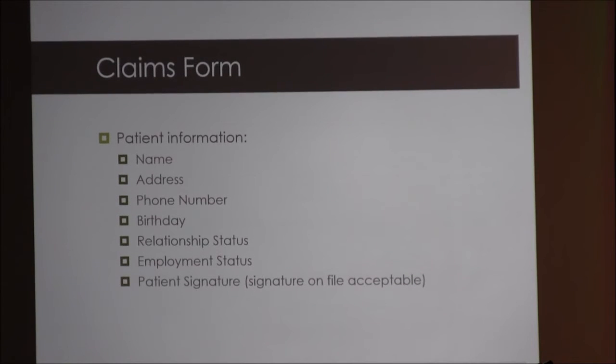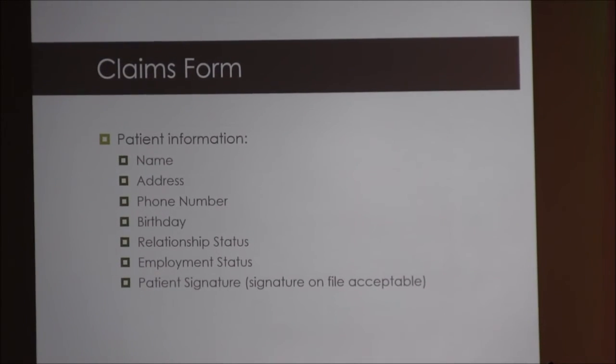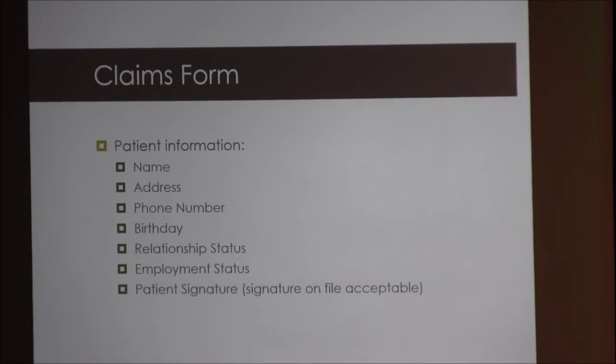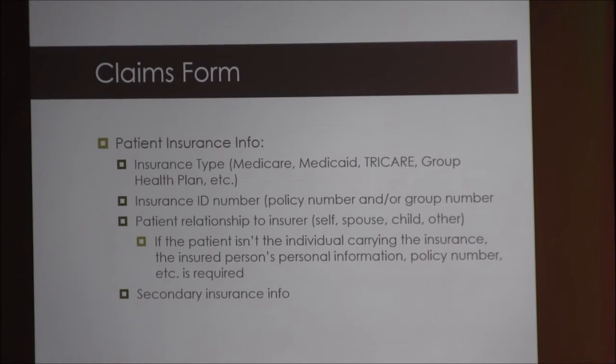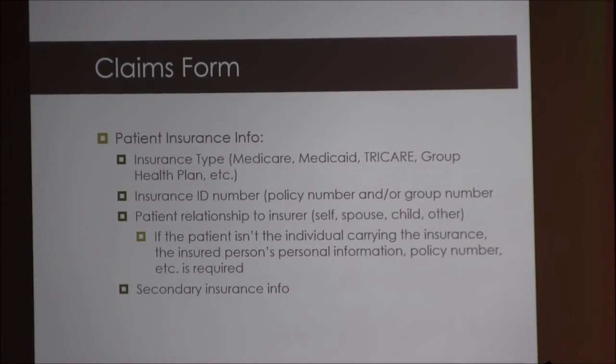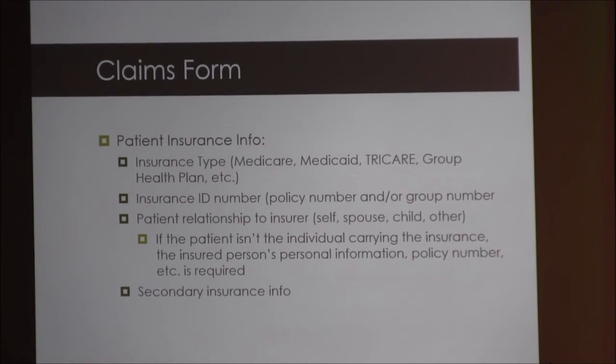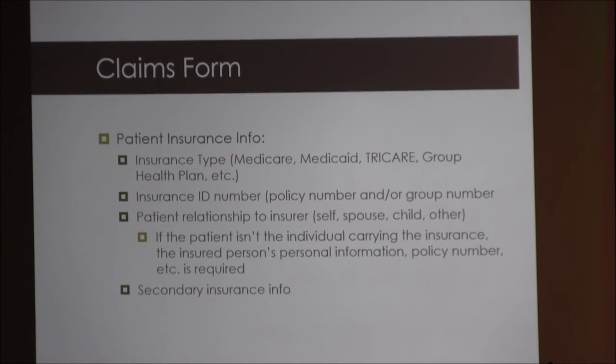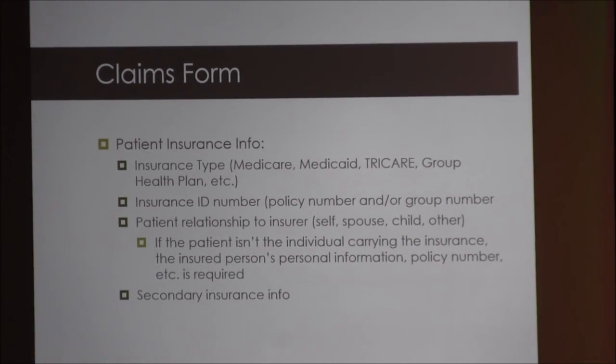The claim form has patient information: their name, address, phone number, birthday, relationship status, employment status, and typically a patient's signature on file is acceptable. Like I said, their insurance information. It's very easy to make mistakes here, and if a mistake is made here, this is an automatic denial. If a G is written into the insurance policy instead of an E, automatic denial. It doesn't even go in front of a person to be reviewed.